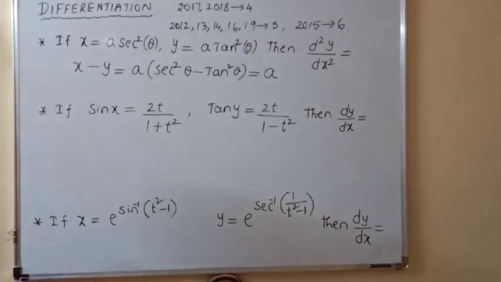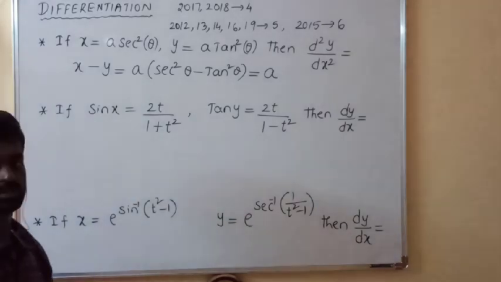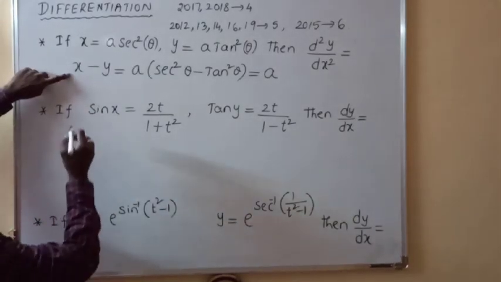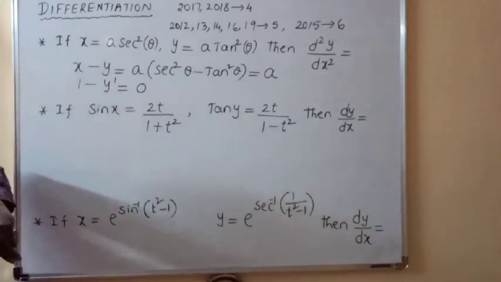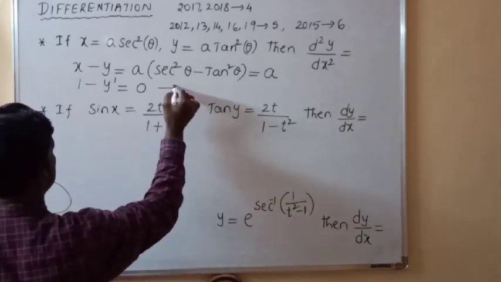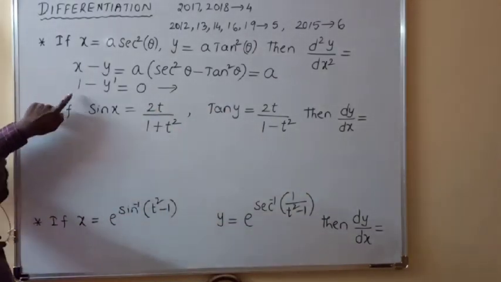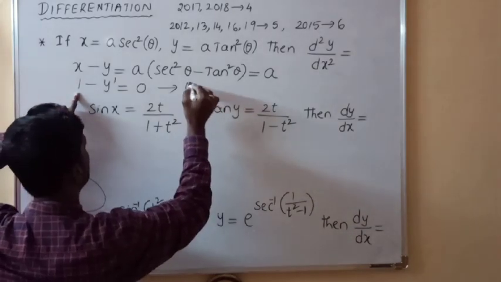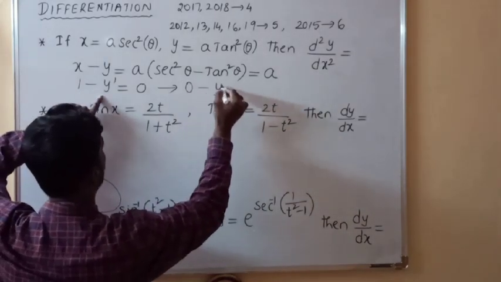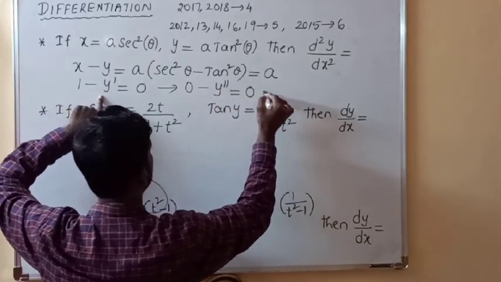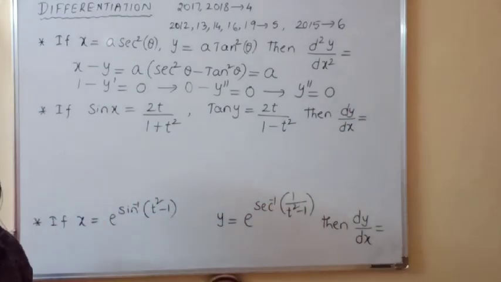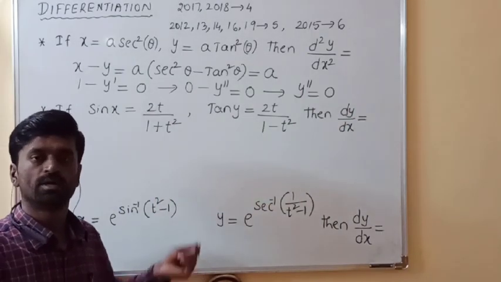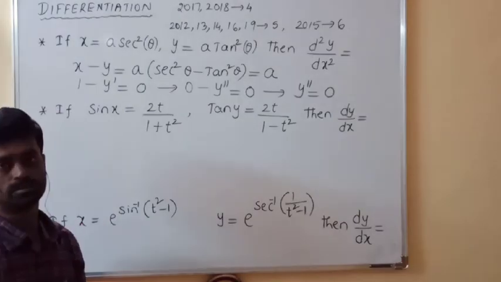Now differentiate that equation with respect to x. But we need the double derivative, so we have to differentiate two times. If you differentiate, you get 1 minus y dash is equal to 0, since the derivative of the constant a is 0. Once again differentiate this equation with respect to x. The derivative of the constant 1 is 0, minus the derivative of y dash, which is y double dash, is equal to 0. So this implies minus y double dash is 0, which means y double dash is also 0.